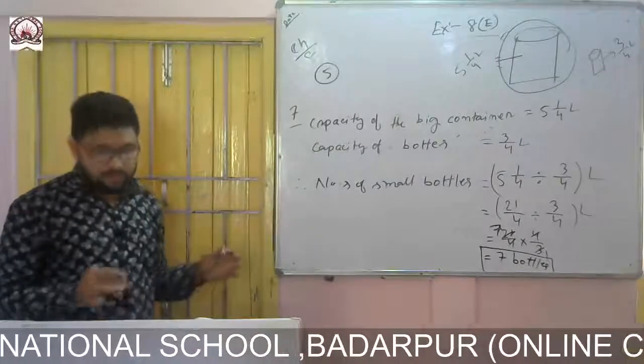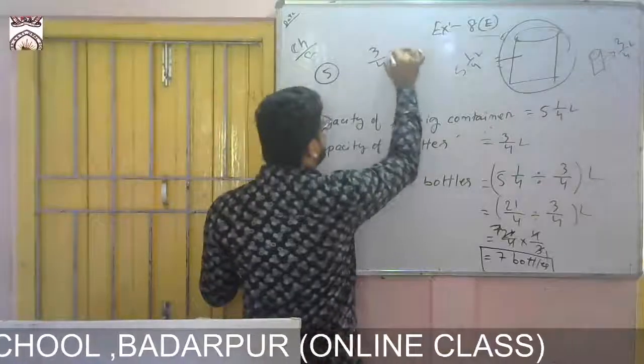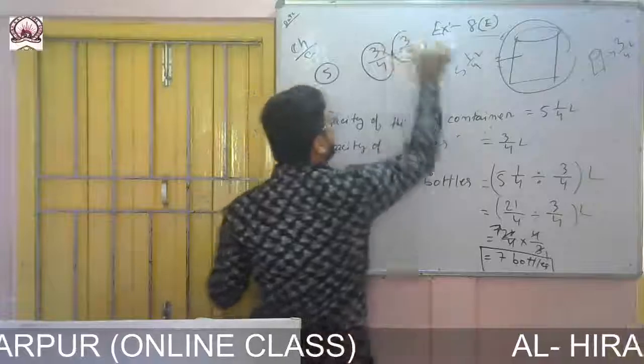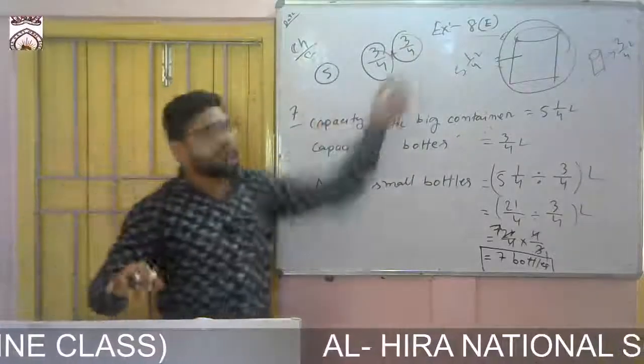3/4 kg packets. Okay, that means what? She bought 2 packets of salt, each of 3/4 kg. The amount of salt she bought is 2 packets of 3/4.